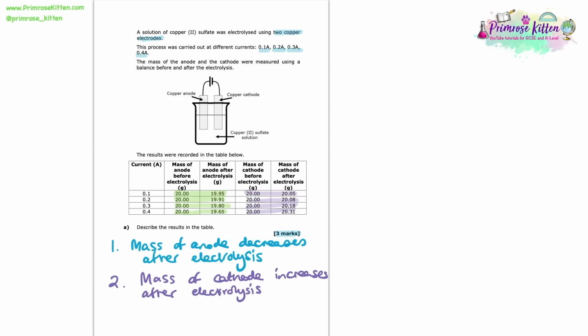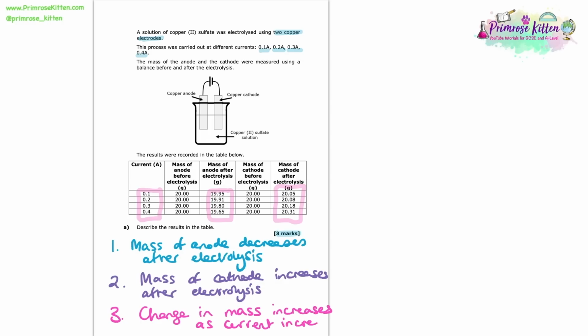So now we need to have a look at the bigger picture of this experiment. And we haven't really talked about how current affects things yet. But you can see that as that mass of the anode is going to decrease, as the current gets bigger, that decrease gets bigger. And the same with the cathode. The mass of that increases, but that increase gets bigger as the current increases. So the final thing we can say is that the change in mass increases as the current increases.